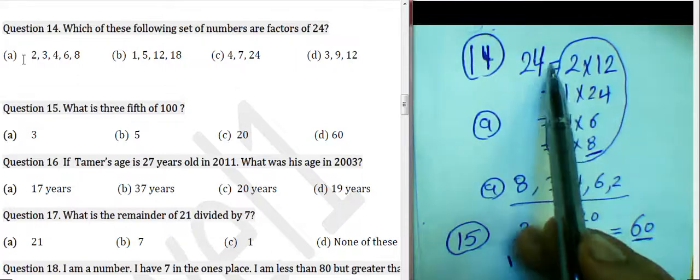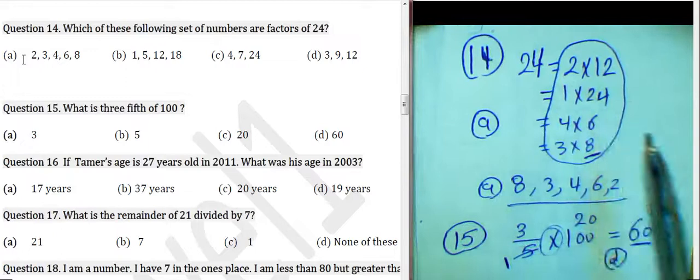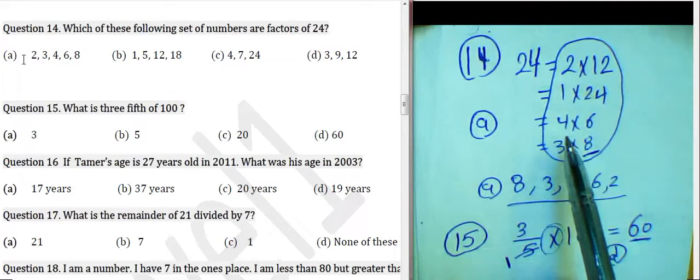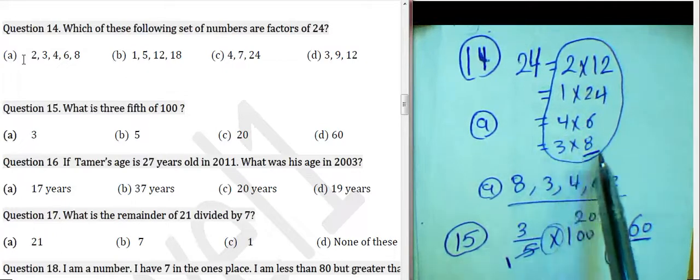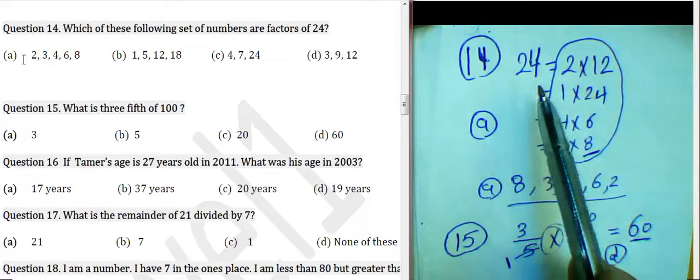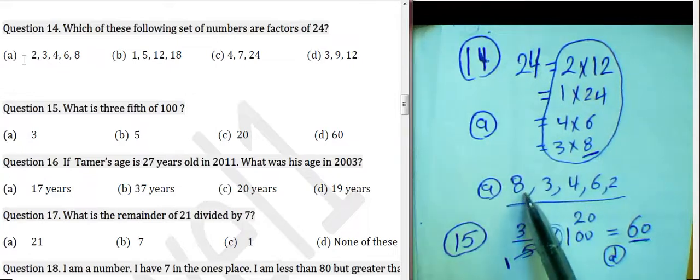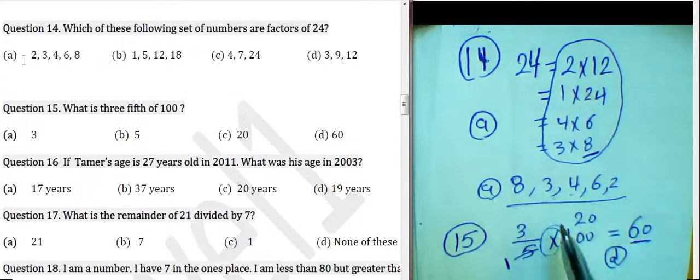We know 24 equals 2 multiplied by 12, 1 multiplied by 24, 4 multiplied by 6, 3 multiplied by 8. So 24 can be divided by 8 and 3 and 4 and 6 and 2. So we must choose letter A.